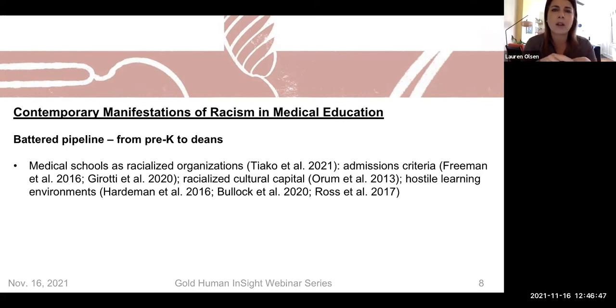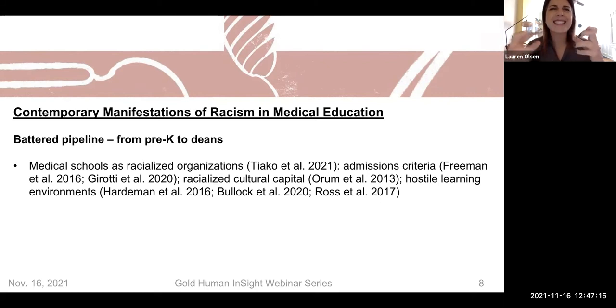And the way that scholars have documented this is in the way in which physicians or attendings or residents might discuss Black patients or other patients from other racial groups under their care. And so the sort of reifying these negative racial stereotypes. So this is one way in which the pipeline is battered.